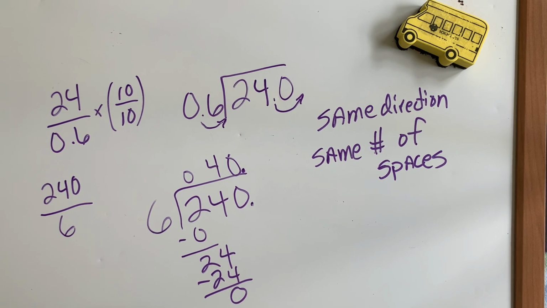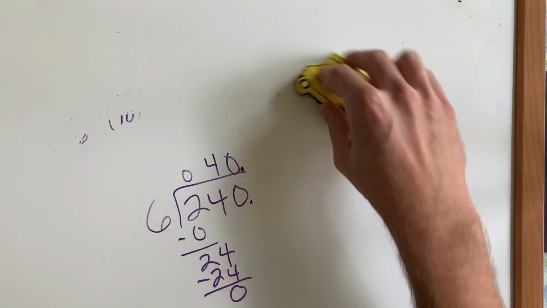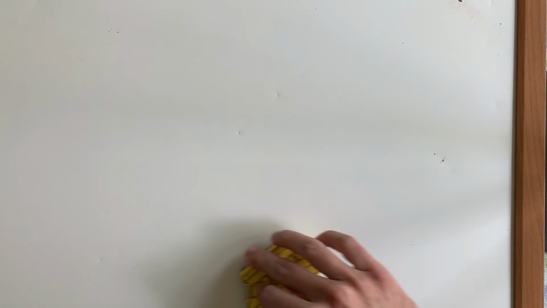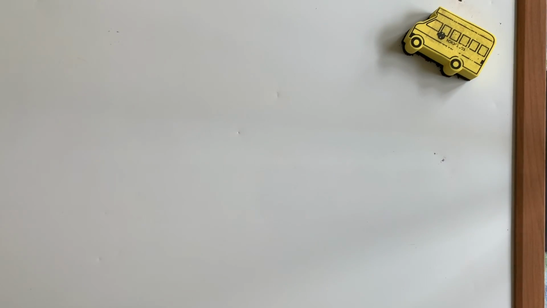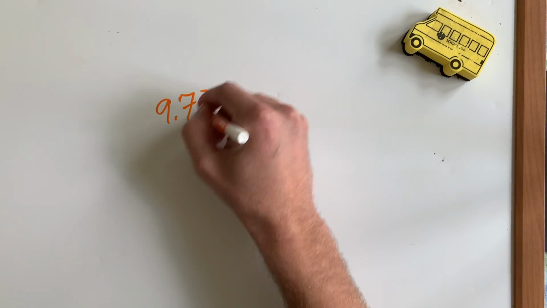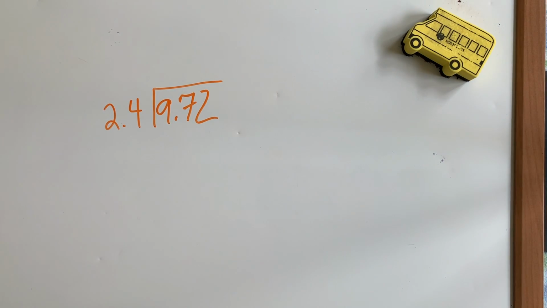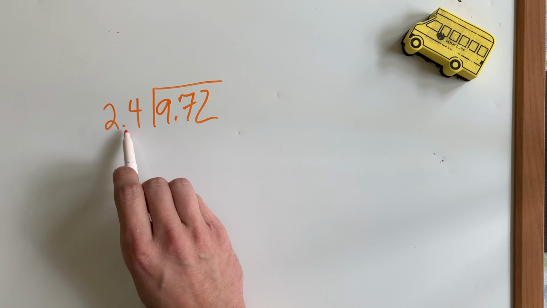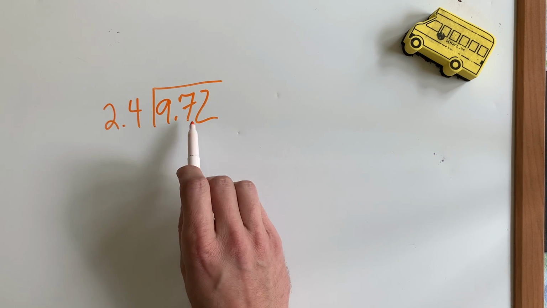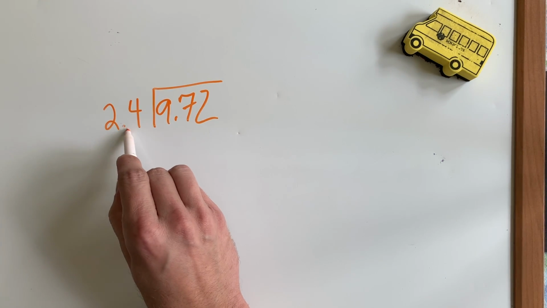Let's go ahead and take a look at a third example. And this one is where we have decimals both inside and outside of our long division. So our dividend is a decimal, and our divisor is a decimal. Well, this one can use the same rules that we learned before. We know that we can move a decimal on both numbers as long as we move in the same direction and the same number of spaces. Let's go ahead and do that.